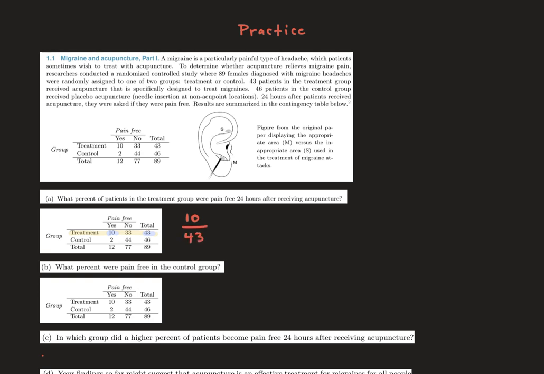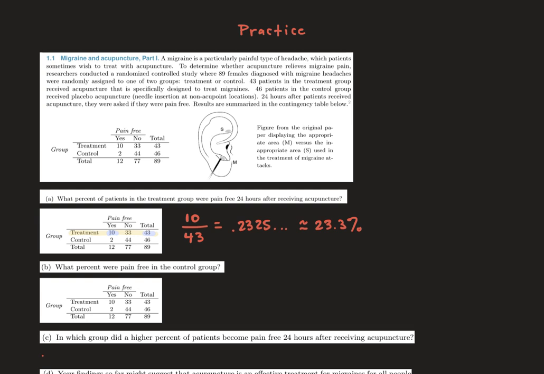To get the proportion, we take the 10 that are pain-free from the treatment group and put that over the total in the treatment group of 43, and that results in a decimal 0.2325, etc. And we're going to round that and write it as a percentage. We get 23.3%.